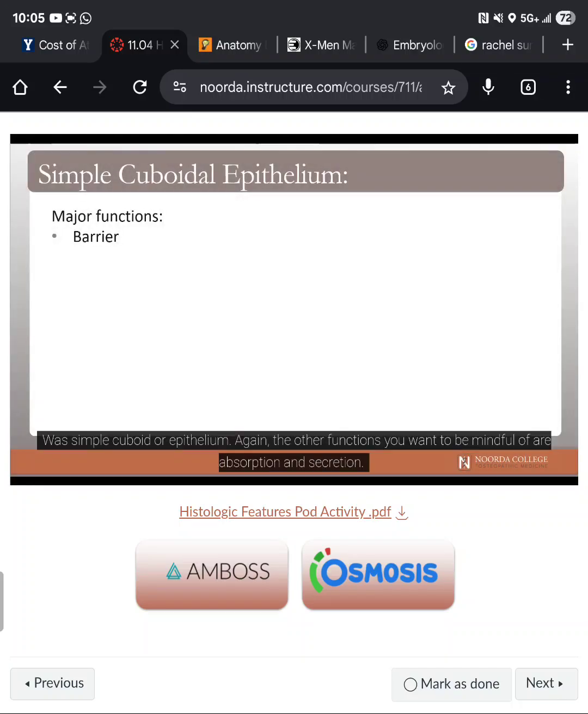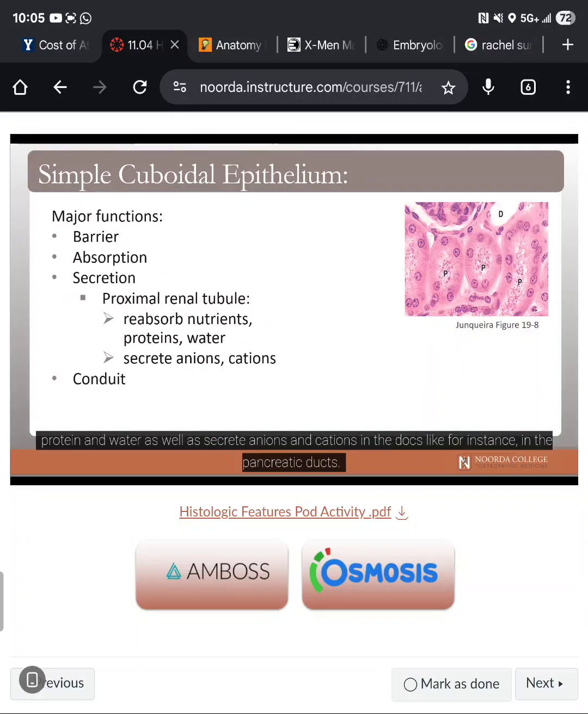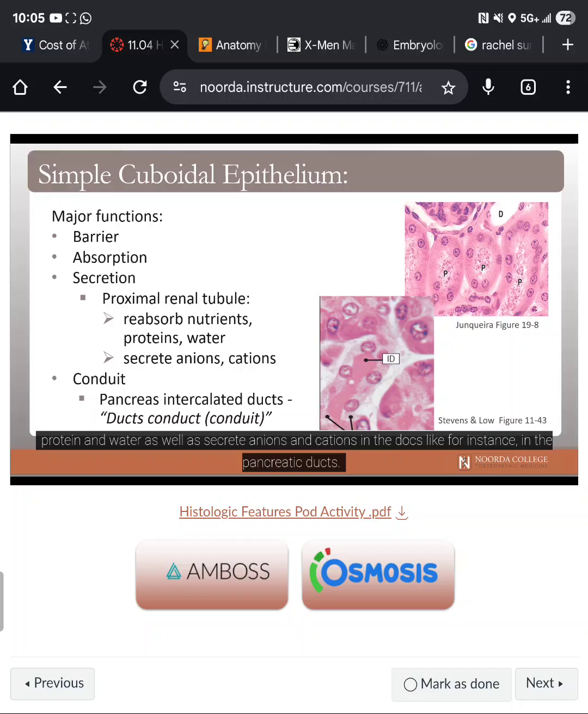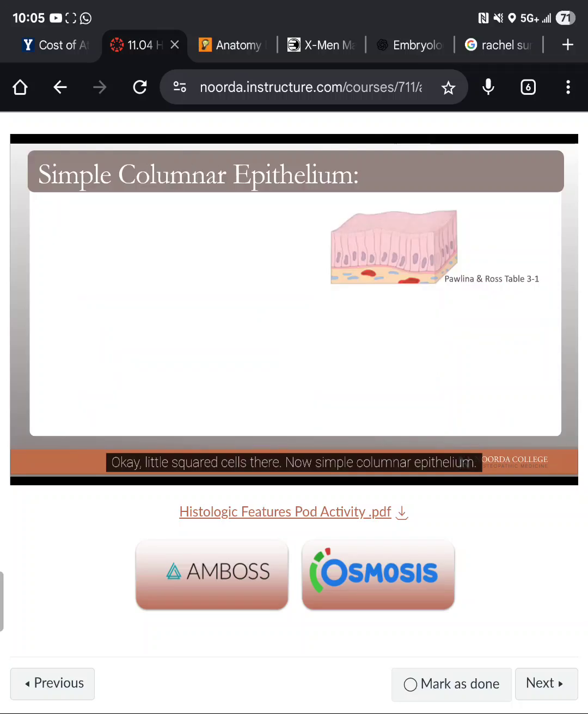With simple cuboidal epithelium, the other functions you want to be mindful of are absorption and secretion. One example is the proximal renal tubule, which can reabsorb nutrients, protein, and water, as well as secrete anions and cations. In the ducts, like for instance the pancreatic ducts, they function as a conduit, which basically means containing or becoming a channel. So I like to think of ducts conduct, think of conduit function. And can you see that these are little squared cells? Okay, little squared cells there.